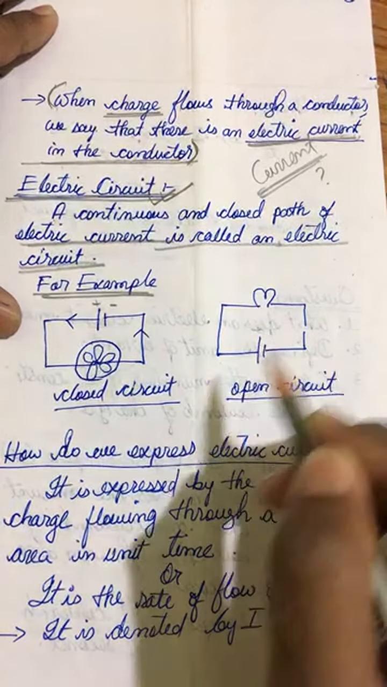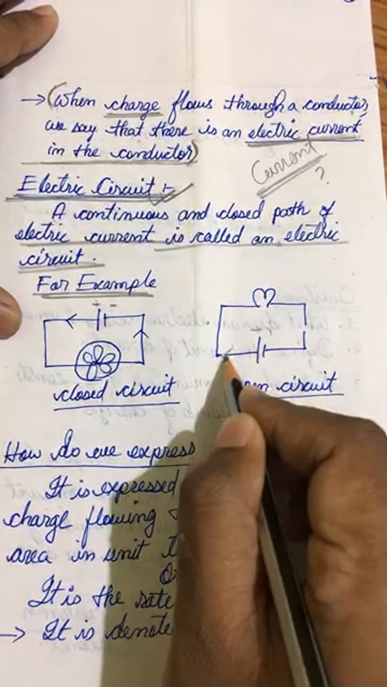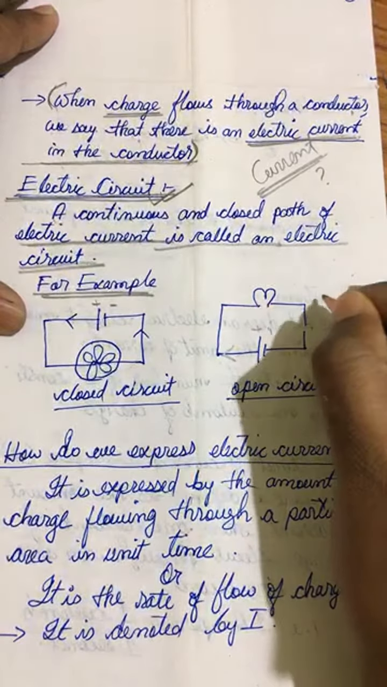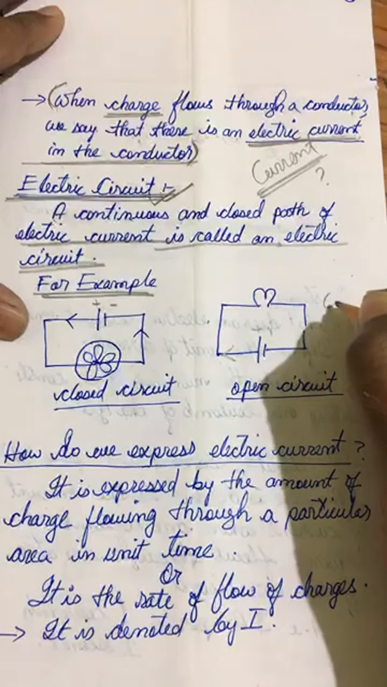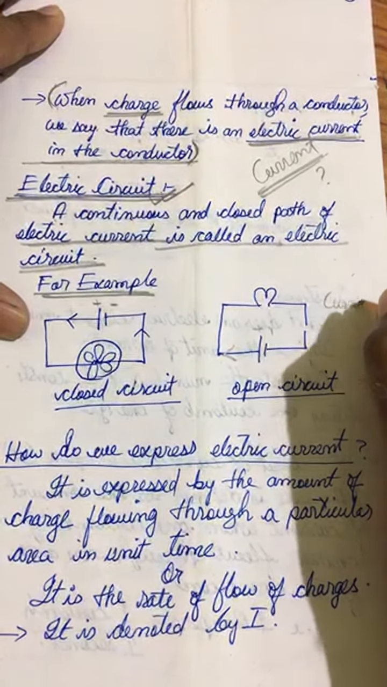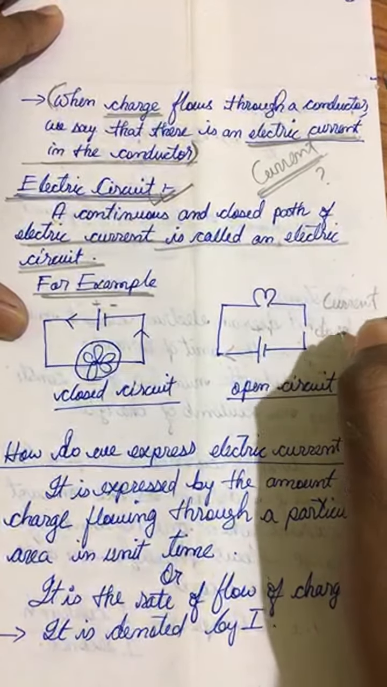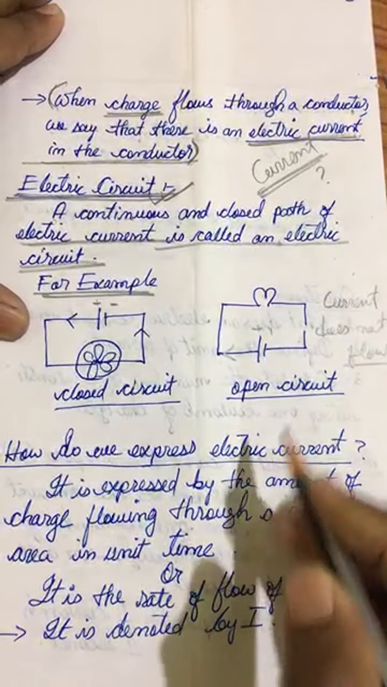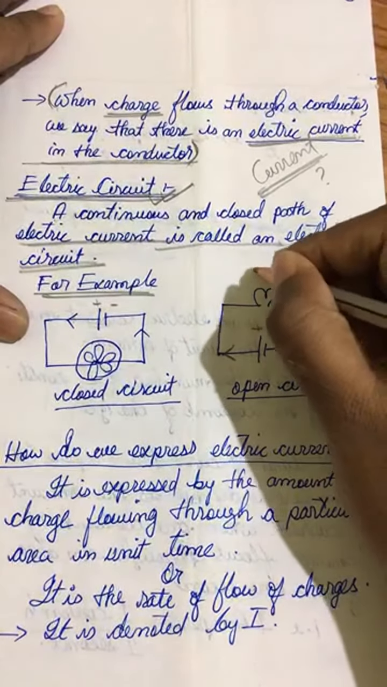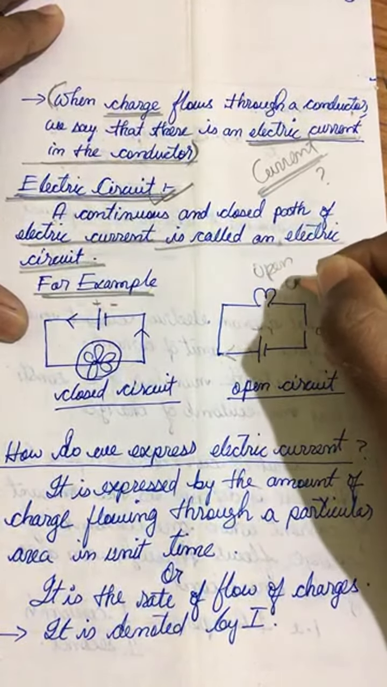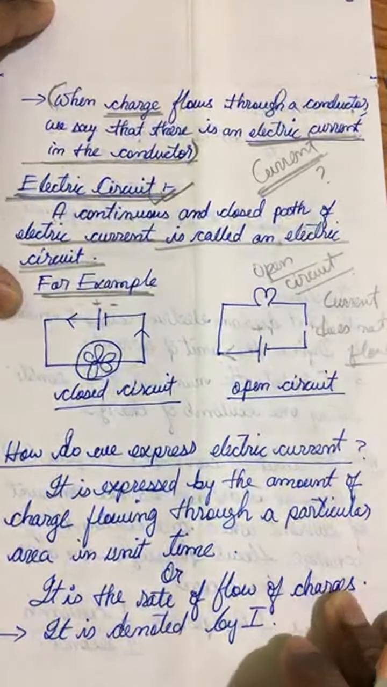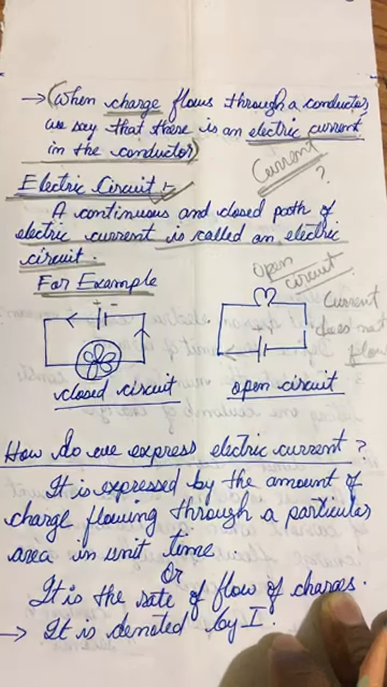This is a cell. This gives electric charge, but in this circuit current does not flow. Current does not flow. Why so? Because this is an open circuit. This is not in your book. You are going to learn this in class 12.